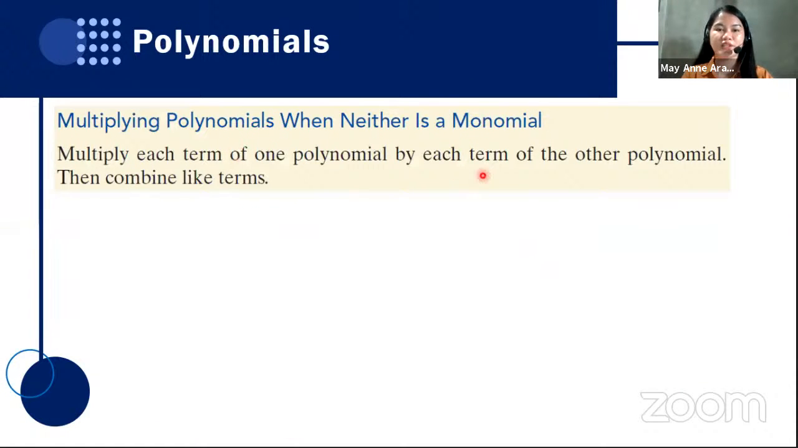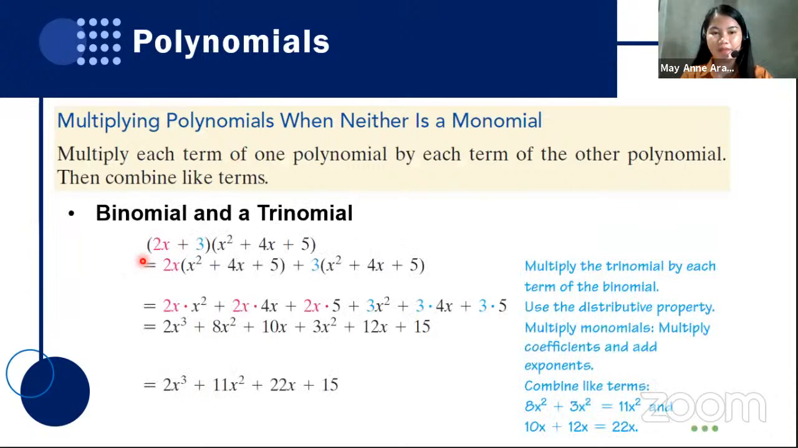Next, multiplying polynomials when neither is a monomial. You have here a binomial and a trinomial. So you can use the distributive property also, pero dalawang beses na kayo magdi-distribute. So first, distribute muna the first term of the binomial, which is 2x.